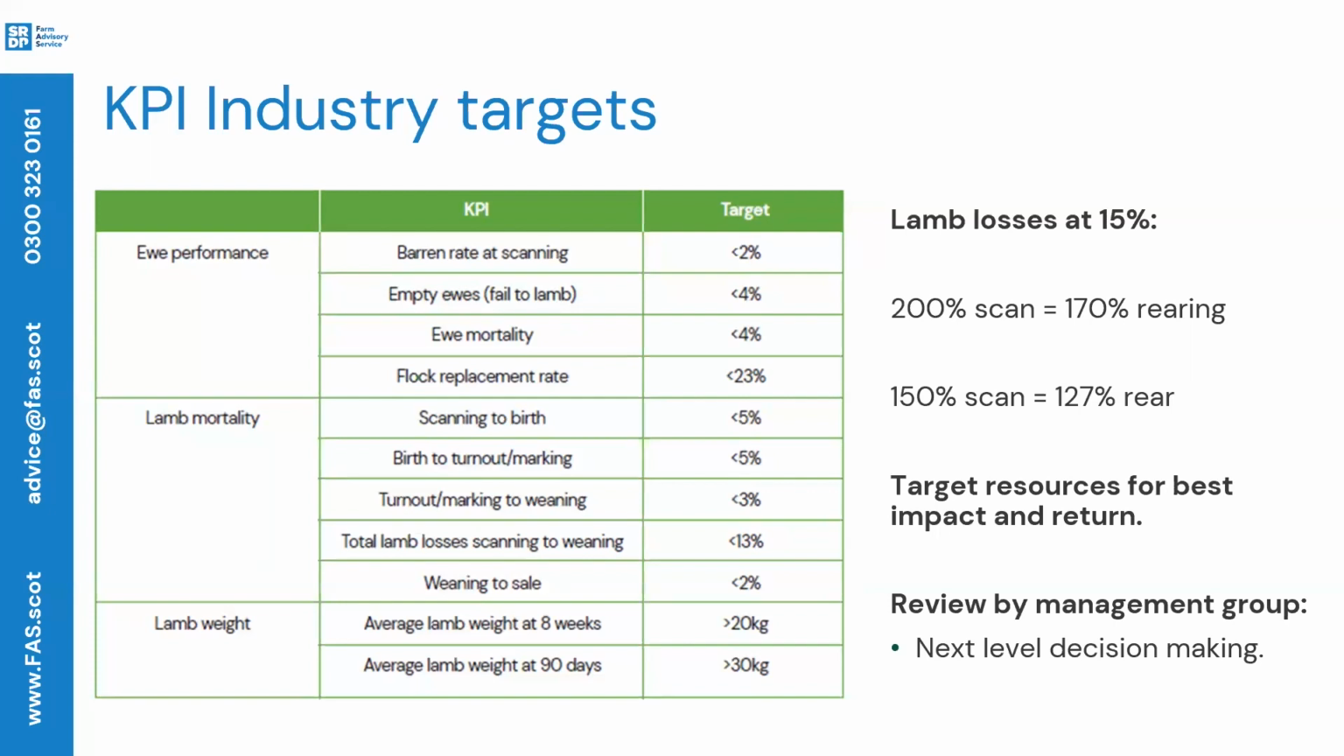A stat from Beef and Lamb New Zealand is that there's a 5% drop in lamb survival for every half a body condition score below 3 at lambing. So although we might be looking at factors that we can see on the ground, quite often we've already lost production if those ewes are in suboptimal condition. We're not going to go on and perform.